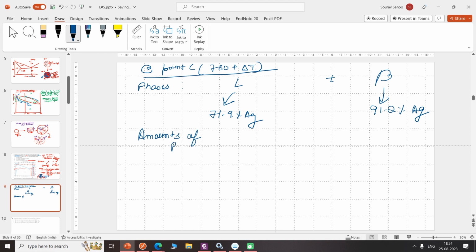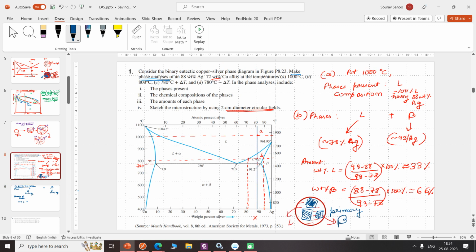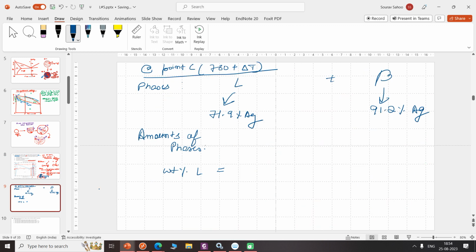Now what are the amounts of phases? We have seen the phases and the compositions, but now let's see the amount. Which percentage of liquid is given by which arm? The percent of liquid is given by this arm, which is 91.2 minus 88, divided by the total arm. The total arm is 91.2 minus the eutectic point, 71.9, into 100%. That will give me 16.5% approximately.